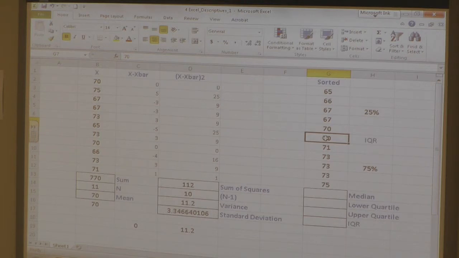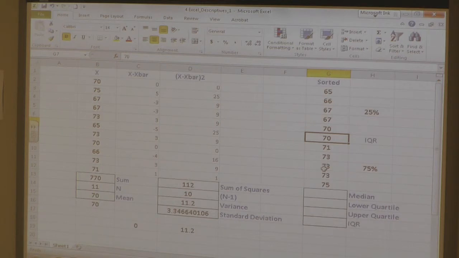Well, the 25th percentile is going to be halfway between the 0 percentile and the 50th percentile. It's going to be the median of this lower group, 70 and lower. So where would the median be there? Let's see, there are 6 values here, so it would be between 67 and 67, so the median would be 67, right? The 25th percentile would be 67.